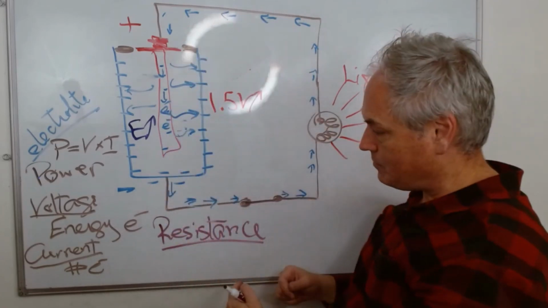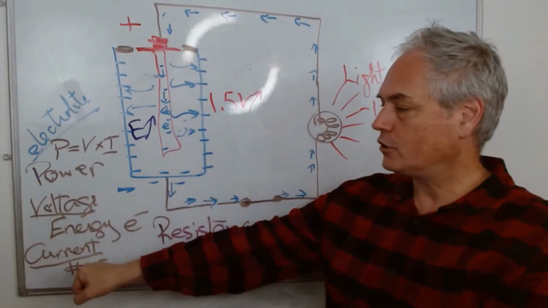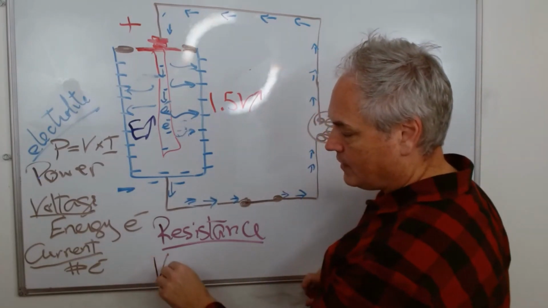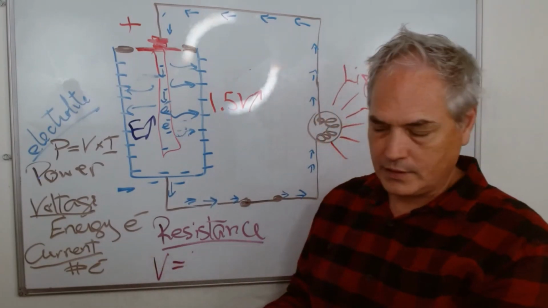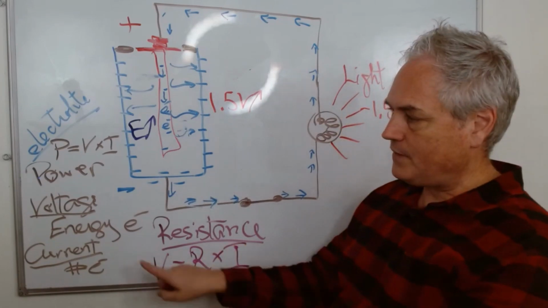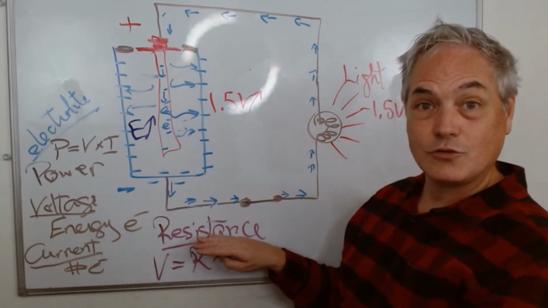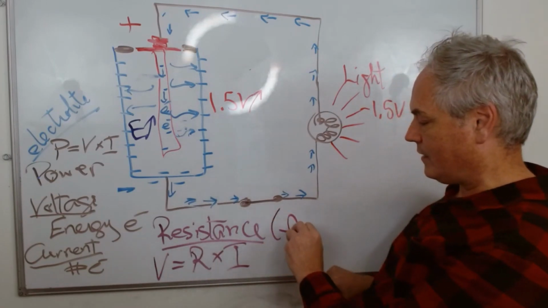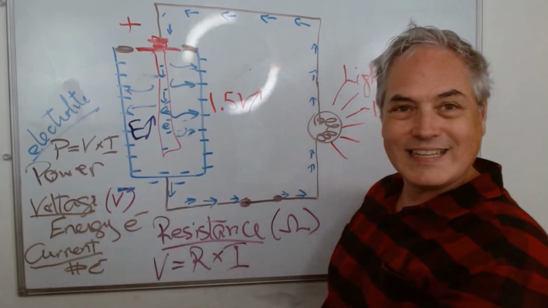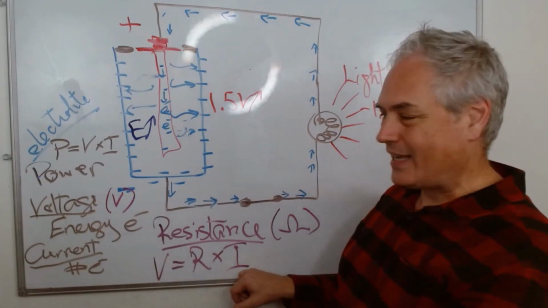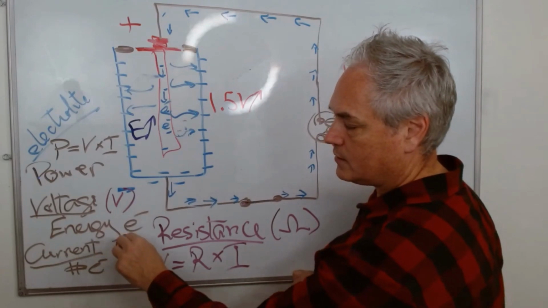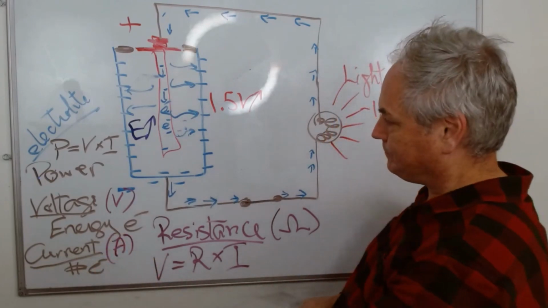Now there's a relationship between resistance, voltage, and current, and it's called Ohm's law: V equals R times I. V here is the voltage, with units in volts. R is the resistance, with units in ohms. Here we have I, which means intensity of current, and the unit is amps.